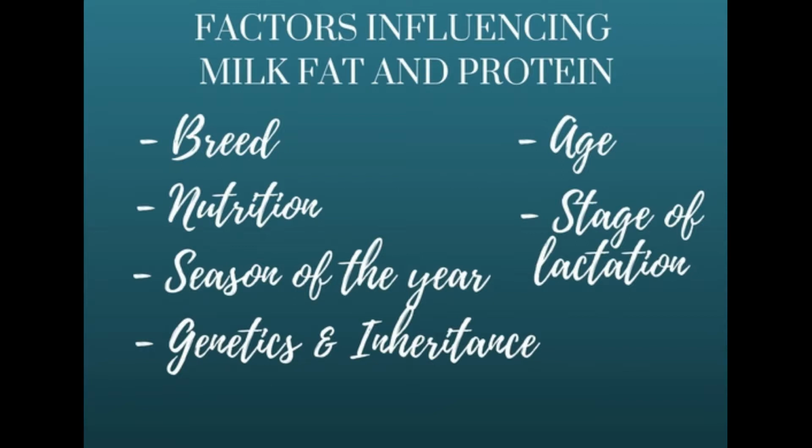Now, as cows age, both milk fat and protein also tend to decrease. Milk fat declines about 0.2 percentage points each year from the first to the fifth lactation, and protein decreases about 2/100ths to 5/100ths of a percentage point in each lactation.